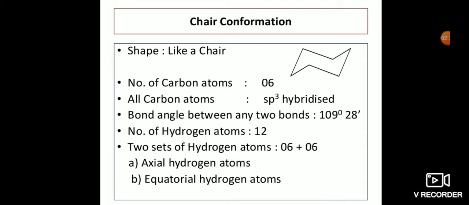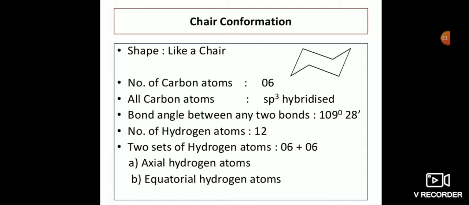Chair conformation has a shape like a chair. Here you can see its structure, also chair-like. Number of carbon atoms is total 6. All carbon atoms of the chair structure are sp3 hybridized. Bond angle between any two bonds is 109 degree 28 minute.